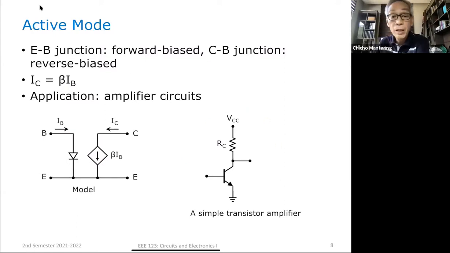This is a simple transistor amplifier. What is an amplifier? It's a device that amplifies a weak signal into a stronger signal, stronger in the sense that it can deliver more power than the original signal. But there's a catch. In an amplifier, the information at the input must be preserved at the output.